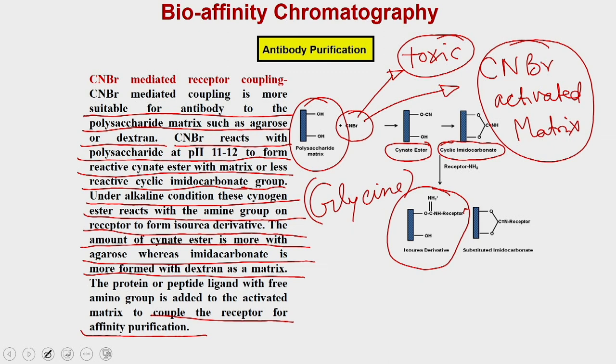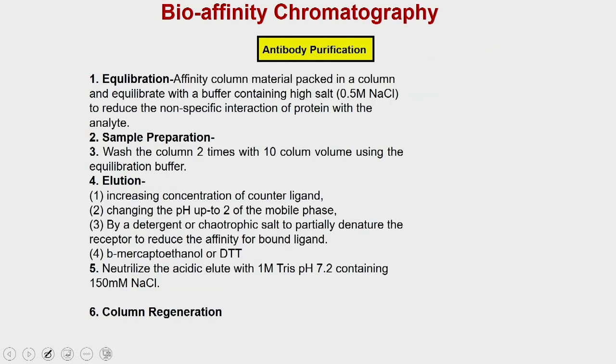Now, let us go to the next step. In the next step, you first pack the affinity column, and then you equilibrate it with a buffer containing high salt to reduce the non-specific interaction of proteins with the analyte. Then you prepare the sample. The sample preparation is simple: you should not have any particulate matter, so that it does not clog or affect the flow rate when you are purifying.